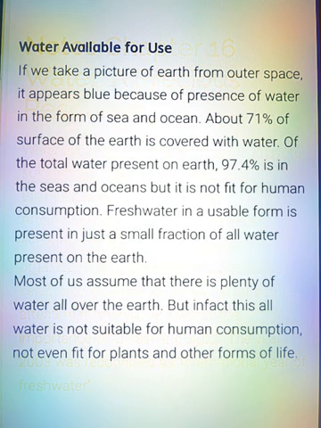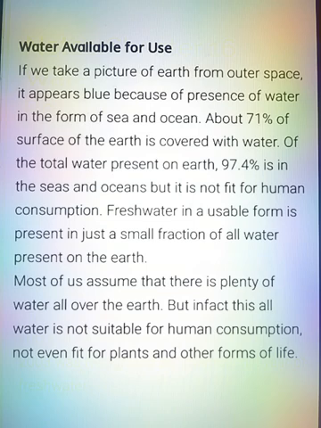Water available for use. If we take a picture of Earth from outer space, it appears blue because of the presence of water in the form of sea and ocean. About 70% of the surface of the Earth is covered with water. Of the total water present on Earth, 97.4% is in the seas and oceans, but it is not fit for human consumption. Fresh water in a usable form is present in just a small fraction of all water present on the earth.